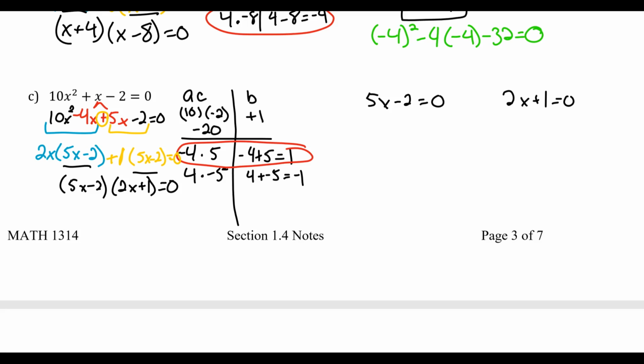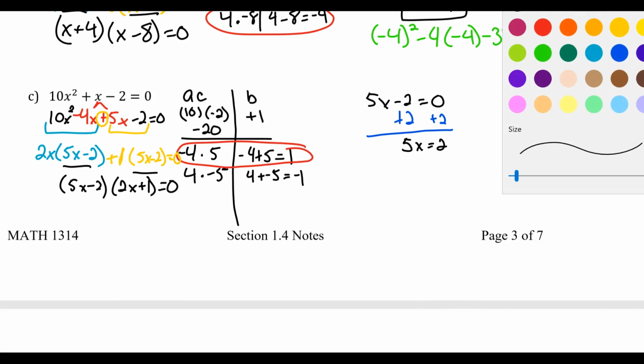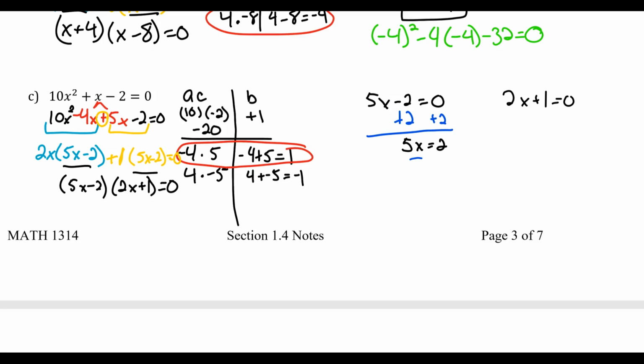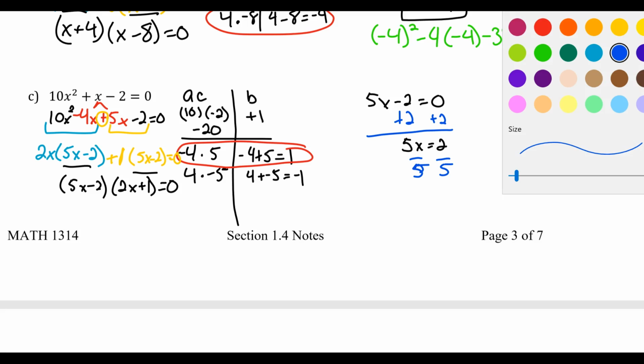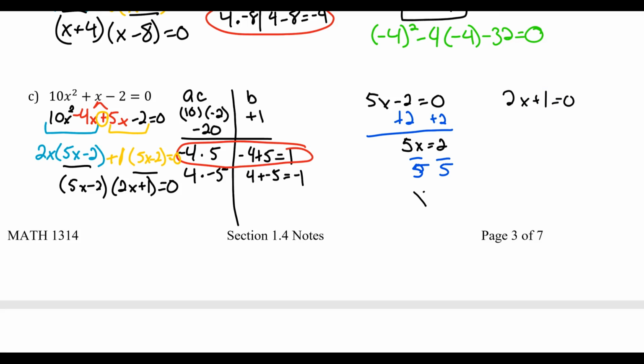So I'm going to add a 2 to both sides, giving me a 5x is equal to 2. I'm going to then divide both sides by a 5. And I am going to leave this as fractions like I told you before. Most of the time we're going to leave these as fractions because we don't want those repeating decimals, that type thing. So I get x is equal to 2/5. This is one of my answers.